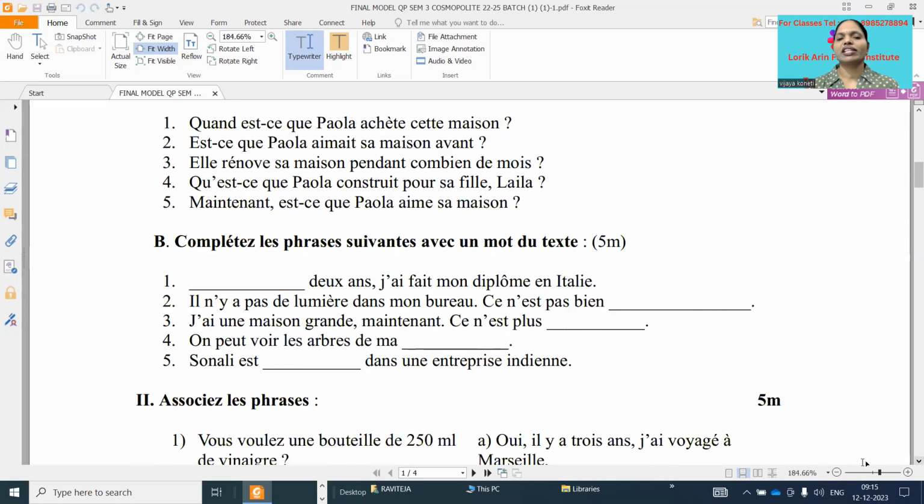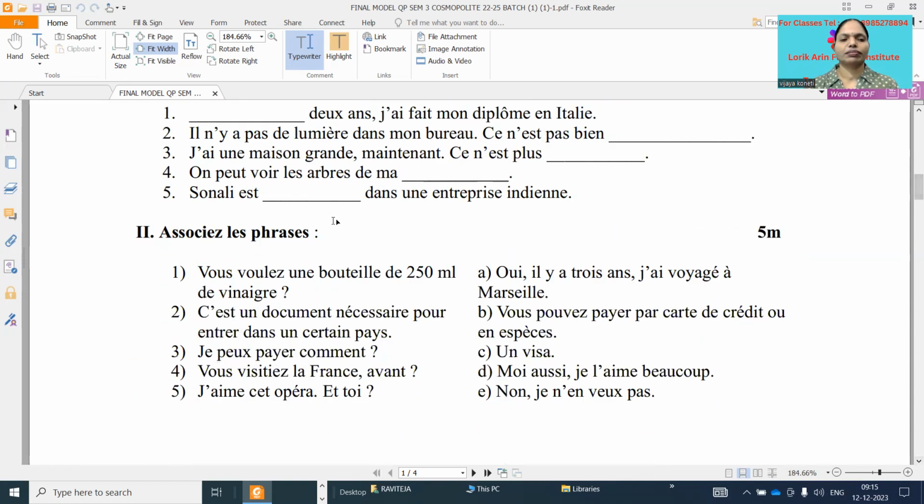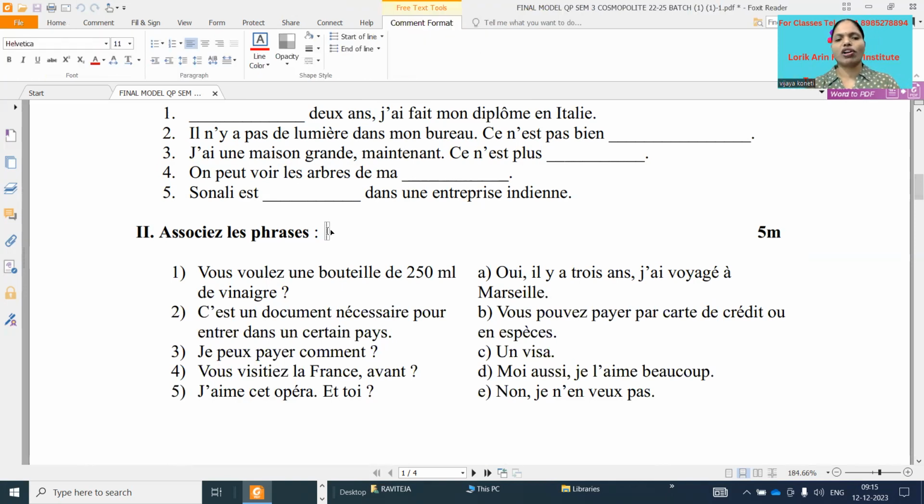Complete the following sentences with a word from the text. So you have to read the sentence, and whatever word you have to write, you have to pick from the text. But these sentences are from outside. And next one, "Associez les phrases," match the following. You have to write neatly, with first column and second column, and you have to match it. And this is 5 marks.